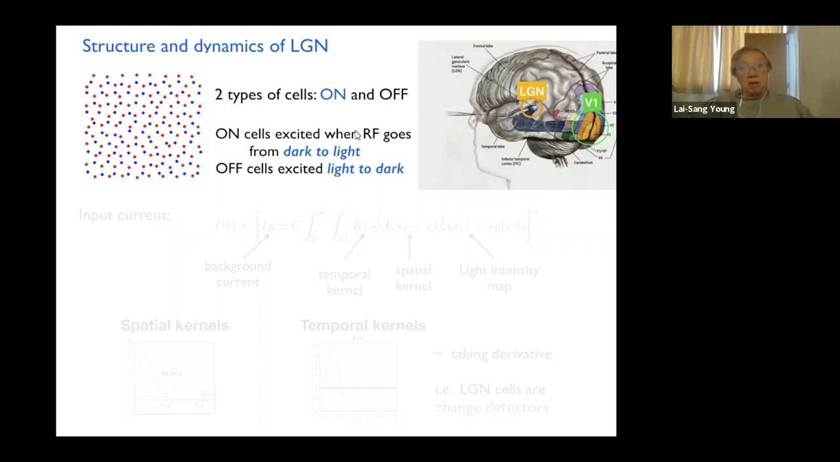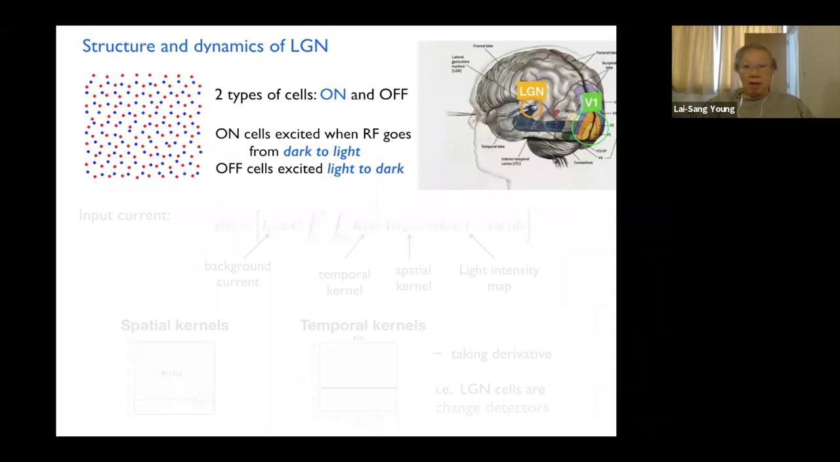The cells have these little receptive fields. The on cells are excited when all they can see is this little spot in your visual field. If that little spot goes from dark to light, the on cells get very happy and they start to fire. And the off cells get excited when it goes from light to dark. So they do the opposite.